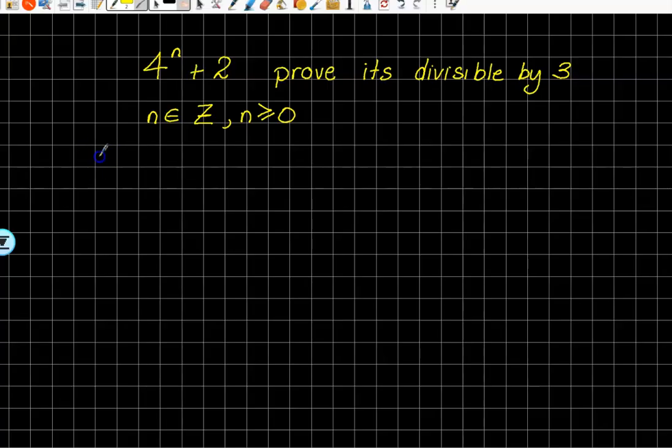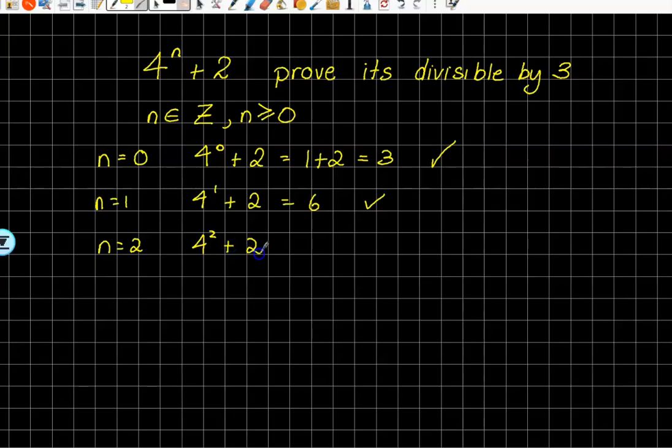So should we start with n is 0? What happens when n is 0? You get 4 to the 0 plus 2, which is 1 plus 2, which is 3. So wouldn't we say, yep, that is divisible? Yeah. All right, what about when n is 1? We get 4 to the 1 plus 2, we get 6. Well, that works. When n is 2, we get 4 squared plus 2, 16, 17, 18. All good. N is 3. What's 4 cubed? 64 plus 2, 66.